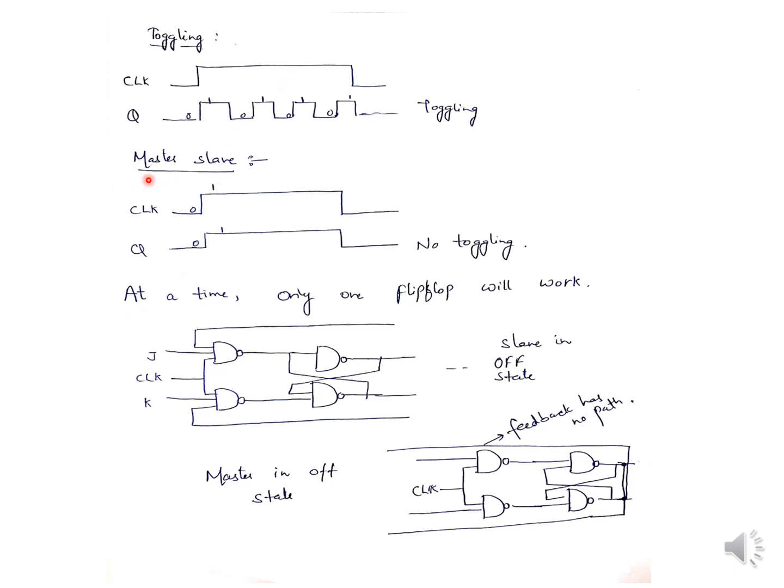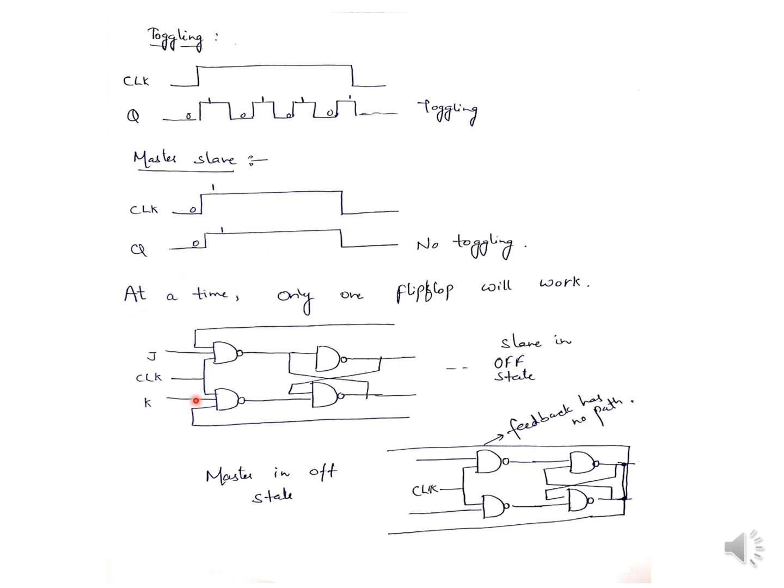So that's why we use the master slave flip-flop. If we apply the master slave, as I told you, at a time only one flip-flop is going to work. As you can see, when the master is working, the slave is in the off state. If it is in the off state, there is no feedback coming from anywhere. So this has no importance. Whatever we apply, we get here. Okay, so in the positive cycle, when the clock pulse is 1, this will work and this will not work. So we get the output and that will be valid for the whole cycle. As you can see, it is not toggling.